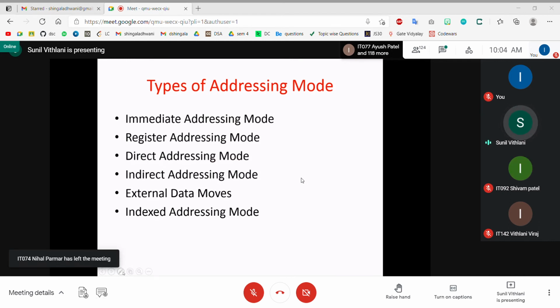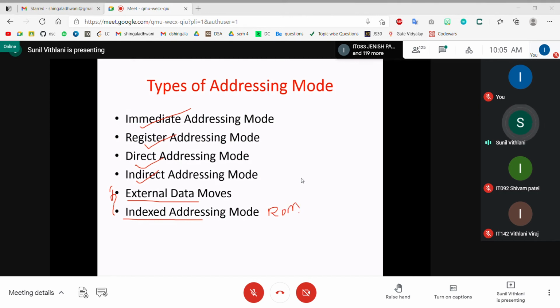So the addressing modes are immediate addressing mode, register addressing mode, direct addressing mode, indirect addressing mode, and this is a special addressing mode for external data movements, and this is the index addressing mode, which is for reading data from ROM, or moving data from ROM. So first we will learn these 4 simple basic addressing modes, and then we will discuss these 2 advanced modes.